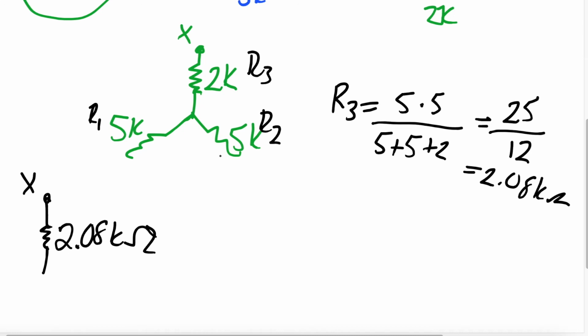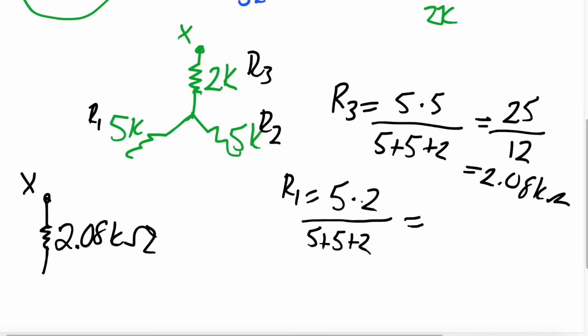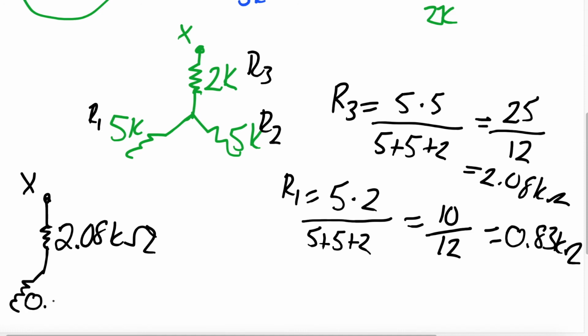So let's go ahead and do that. What about R1? We know our equation for R1 is equal to R1 times R3, right? So we have 5 times 2 divided by 12 on the bottom again, because it's R1 plus R2 plus R3. So we put 5 plus 5 plus 2, and 5 times 2 is equal to 10, divided by 12. And in decimal form, what is that equal to? It's equal to 0.83 kiloohms, right? So we know that R1, if we go horizontally this way, is equal to 0.83 kiloohms. That's what it becomes, right?